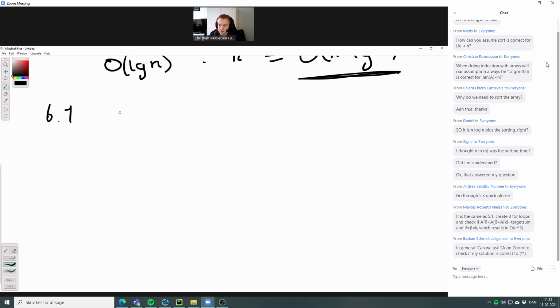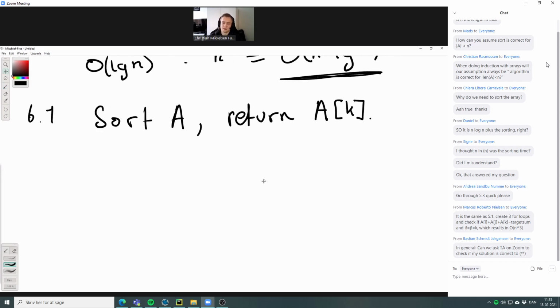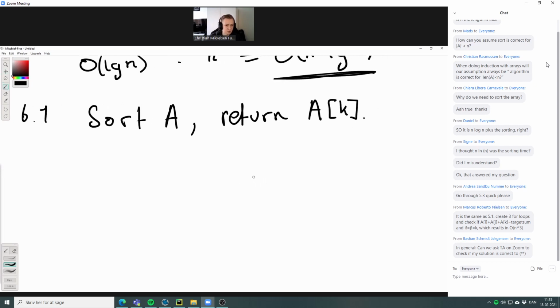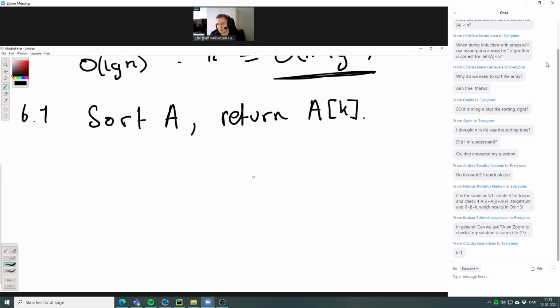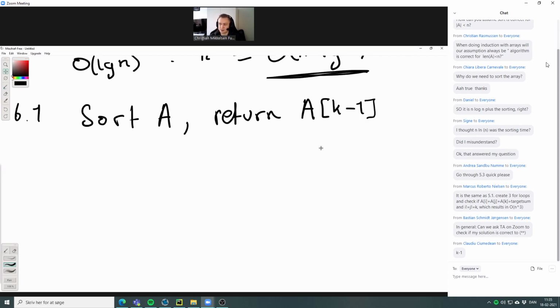So all we do is we sort A, and then we just return A[k]. It might be A[k minus 1]. I'm not entirely sure. It doesn't really matter. Again, off by 1 errors. But yes, I think it's actually A[k minus 1], so the first one would be the smallest element, I guess.